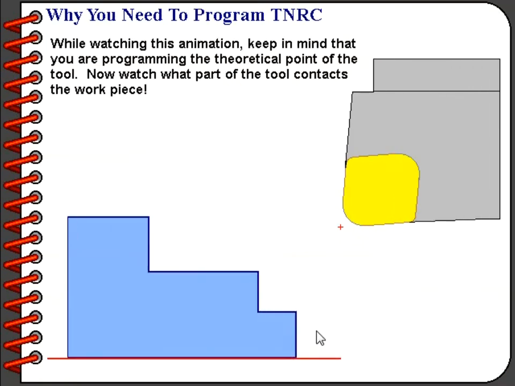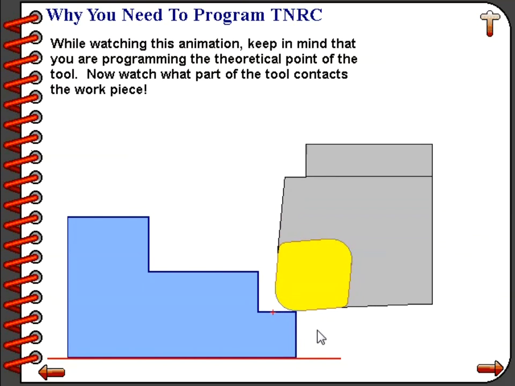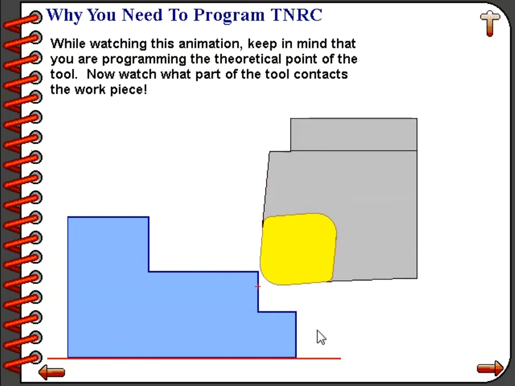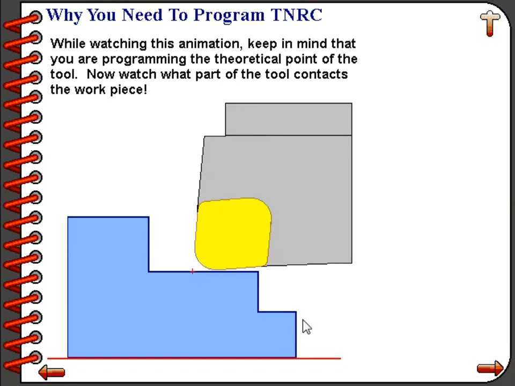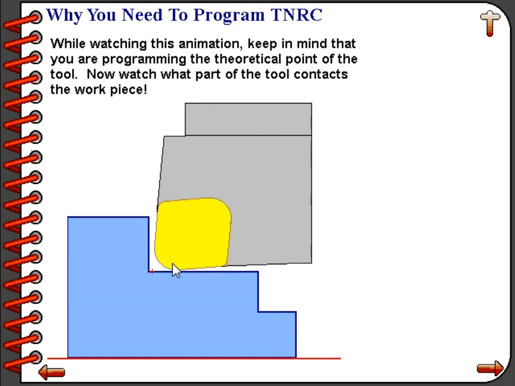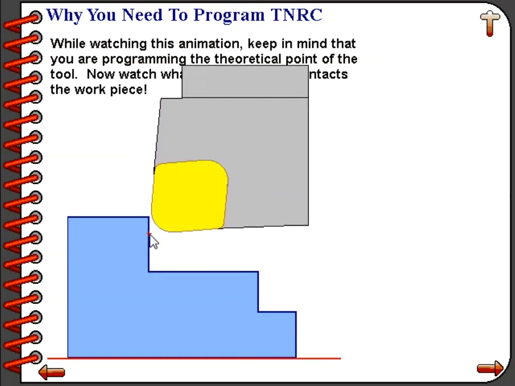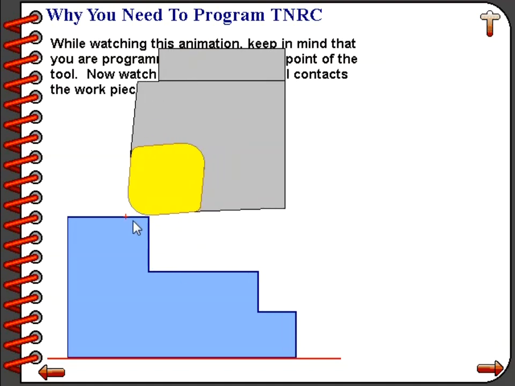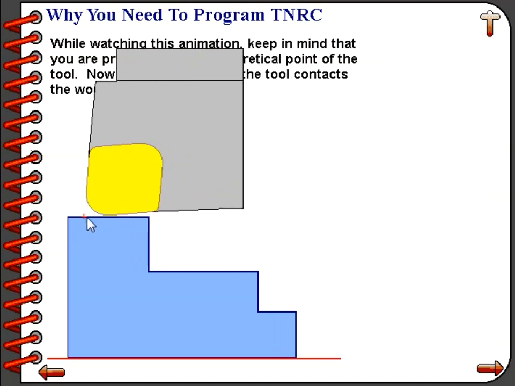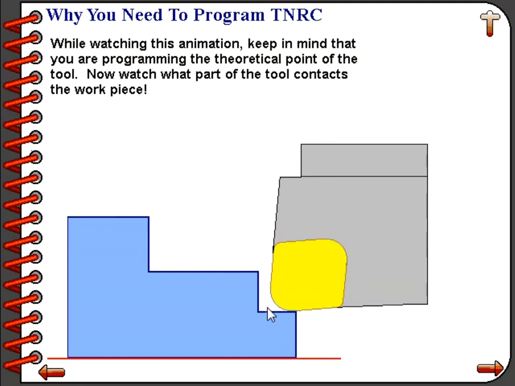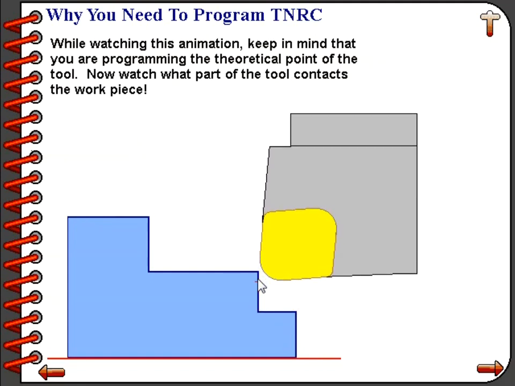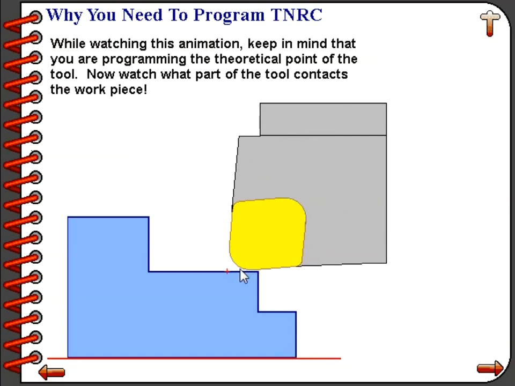To illustrate the difference between programming the theoretical sharp point of the tool and the radius of the tool, watch this animation run. Keep in mind, we are always programming and positioning that sharp point of the tool. I want you to watch closely to see what part of that radius on the insert is actually coming into contact with the workpiece.